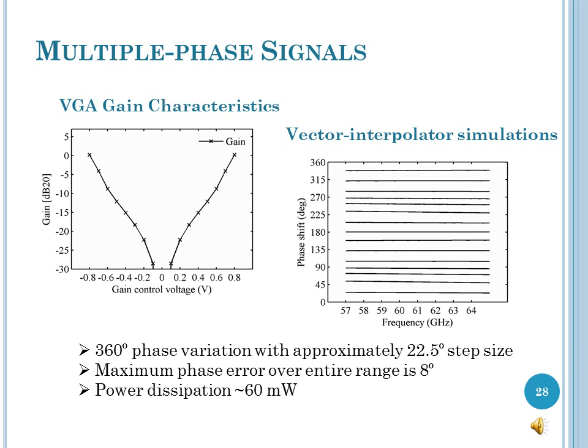The vector interpolation provided output signals with phases ranging from 0 degrees to 360 degrees in steps of approximately 22.5 degrees. The maximum phase error over the entire range was about 8 degrees. The interpolator consumed about 24 milliamperes from a 2.5 volt source.